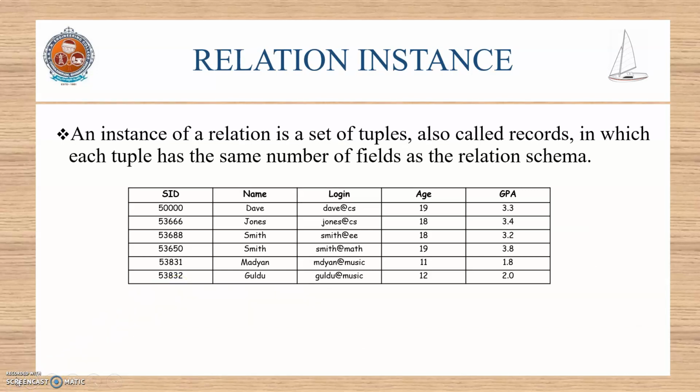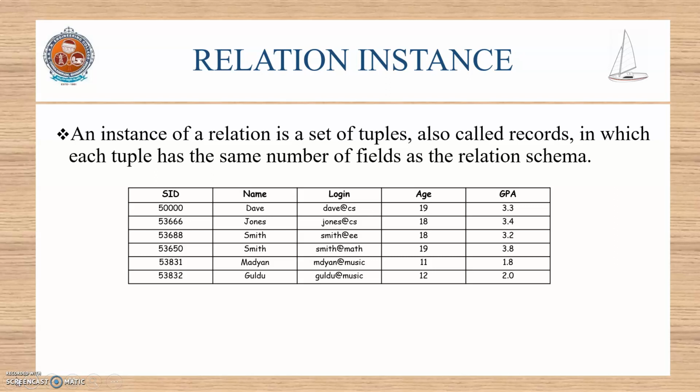An instance of a relation is a set of tuples, also called records, in which each tuple has the same number of fields as the relation schema. A relation instance can be thought of as a table in which each tuple is a row and all rows have the same number of fields. An instance of the students relation contains 6 tuples.